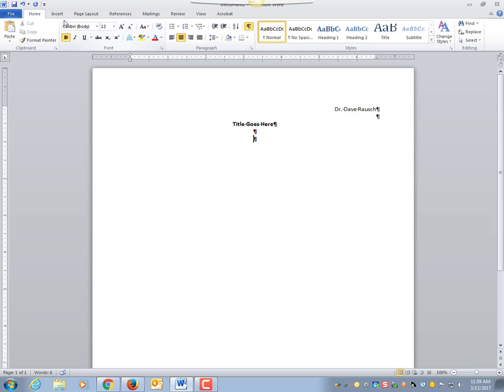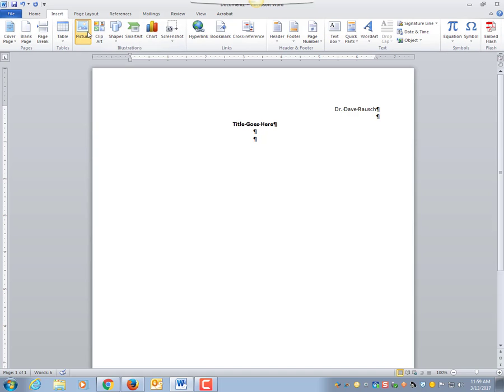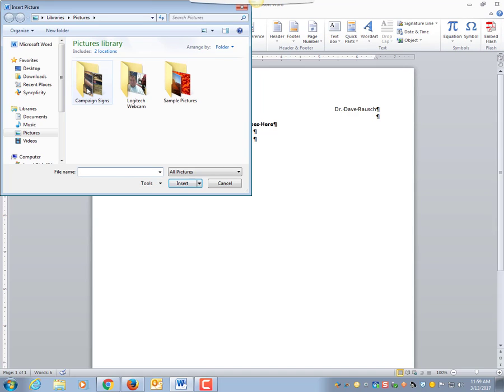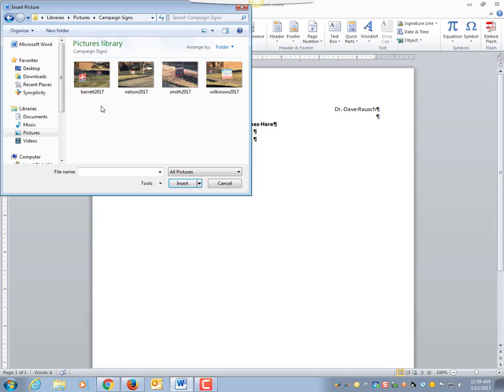So what I need to do first is insert a picture, and I saved my pictures to a folder in the pictures library called campaign signs. You can save them anywhere you want to. And as you can see here, I have a number of different signs. Mr. Barrett is running for the Board of Regents of Amarillo College. I have Ginger Nelson for Mayor of Amarillo.